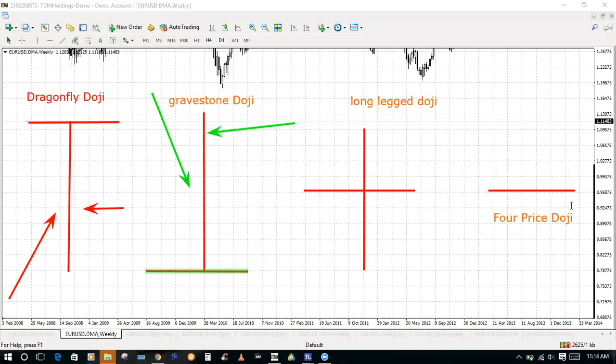And then last but not least, the 4-price doji: prices open at the same price and close at the same price. That did not fluctuate. Okay, that is it in terms of dojis.